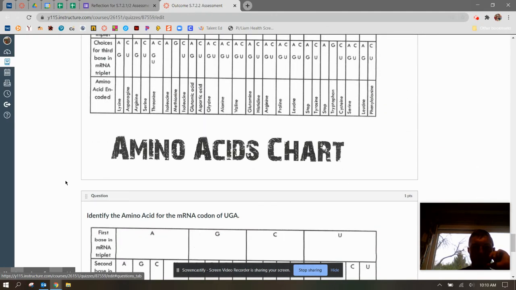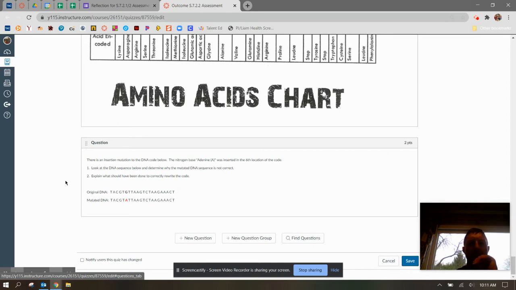We'll scroll down there. And then the very last question asked you about an insertion mutation. Nitrogen-based adenine was inserted at the 6th location, and I was asking you to identify why that was incorrect. Why was that mutated DNA not the correct strand of DNA? And I wanted you to rewrite that code so that it was correct. So one key clue there is that is a frame shift mutation. So we would see the code shifting. That's all I'm going to tell you.